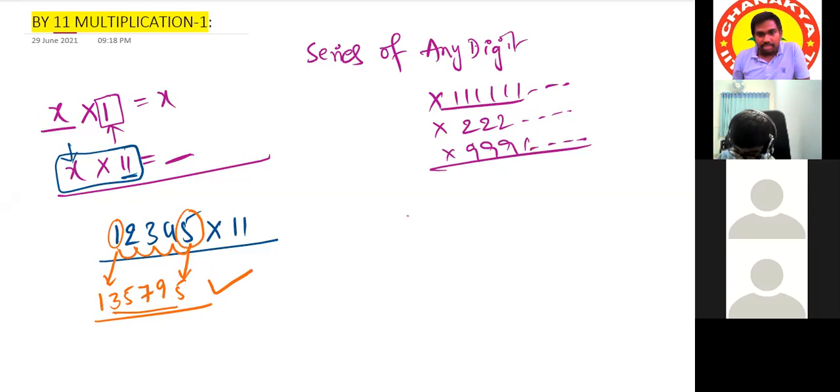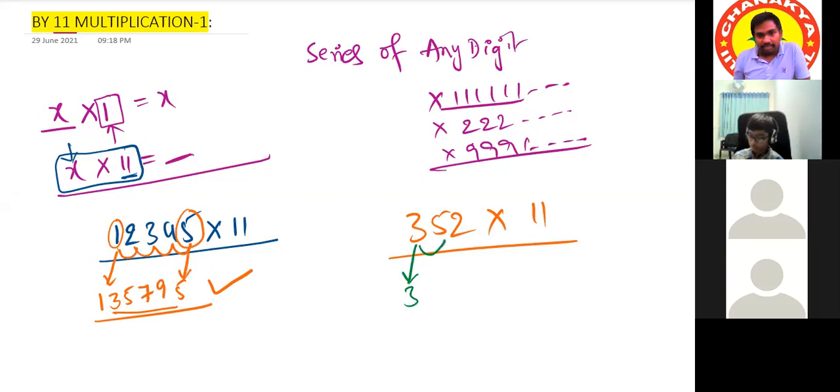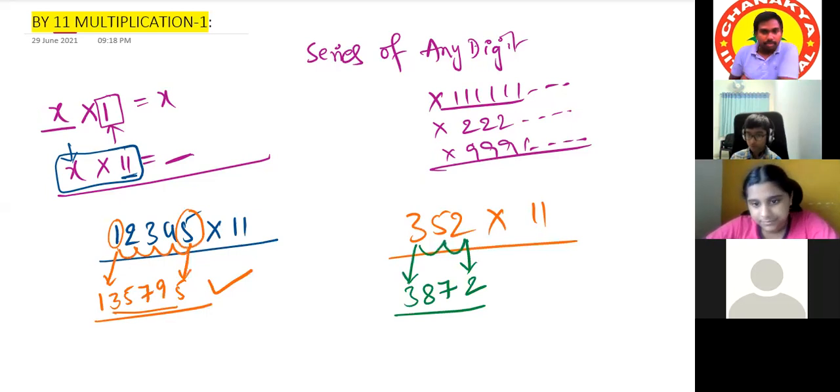So see here, sir. Some 352 into 11. We should take 3 as it is. 3 plus 5 is? 8. 5 plus 2 is 7. And last 2 as it is again. That's all. Sir, 5 plus 2 is 10, sir, anyone told 10?